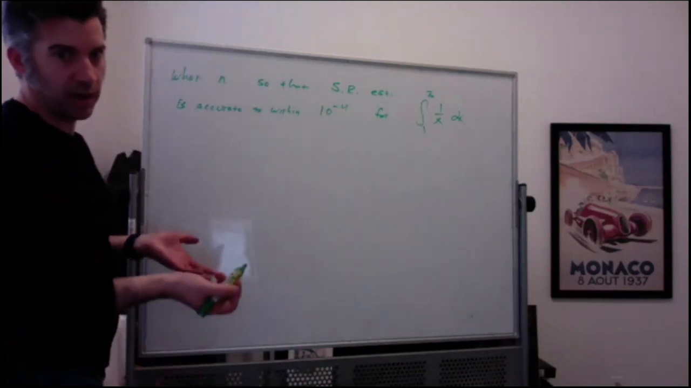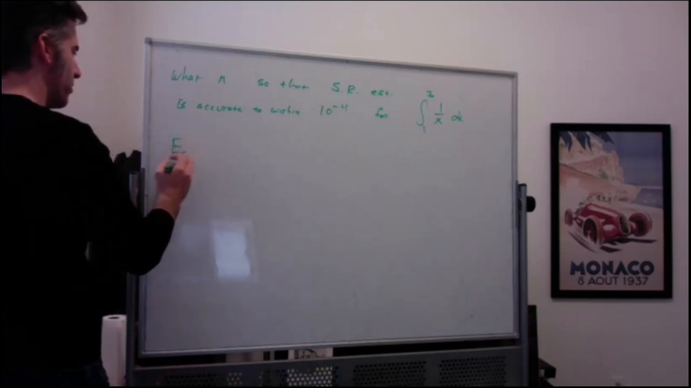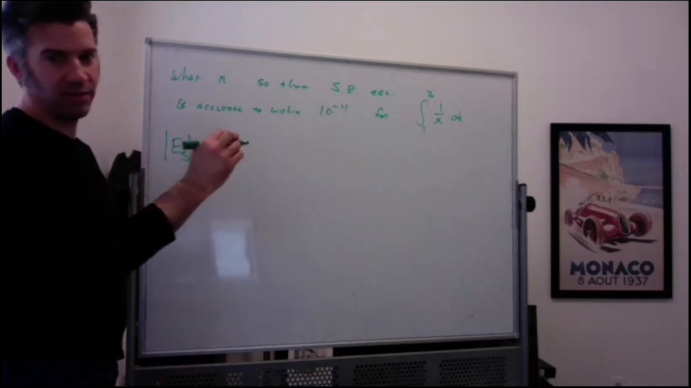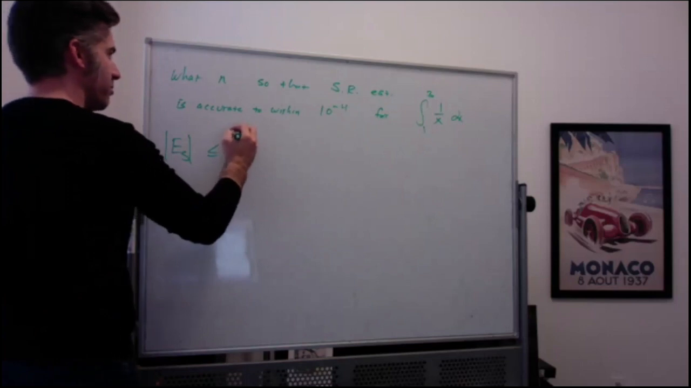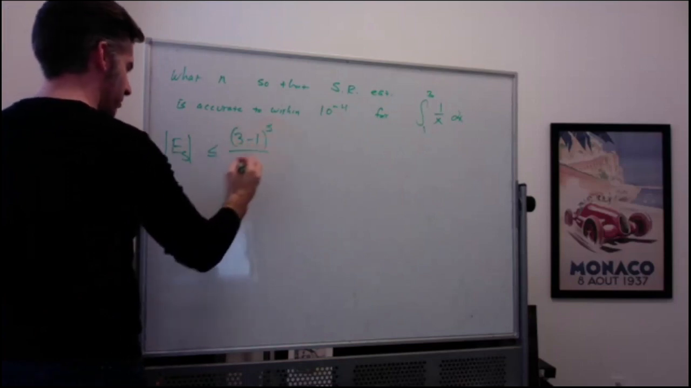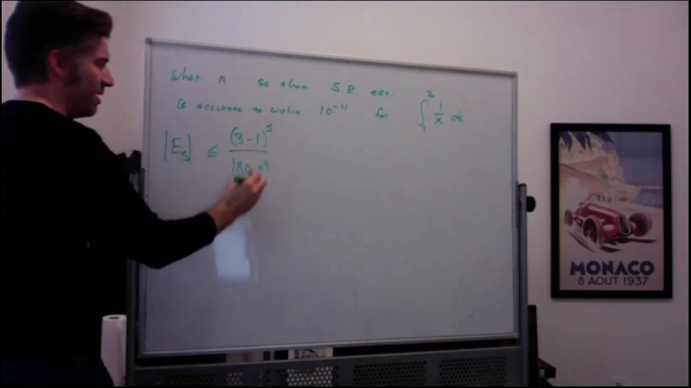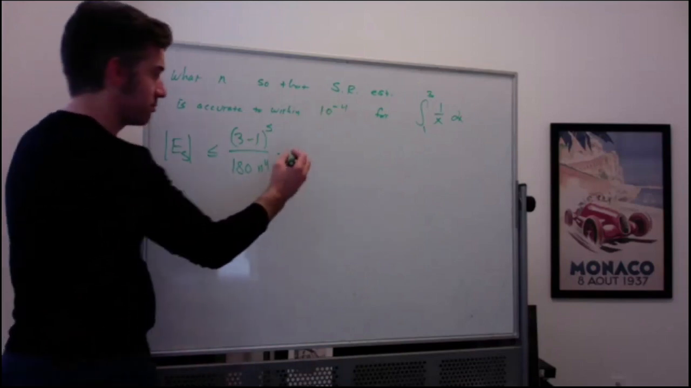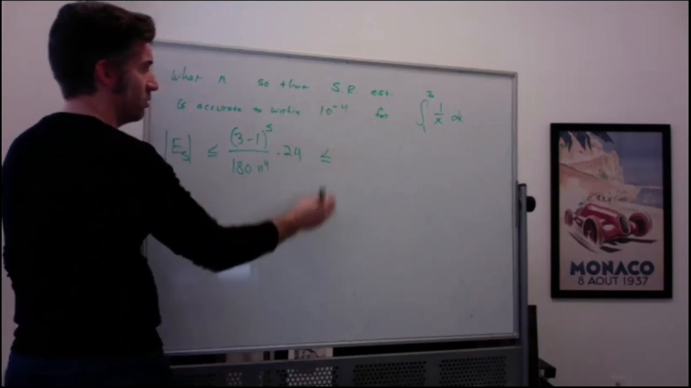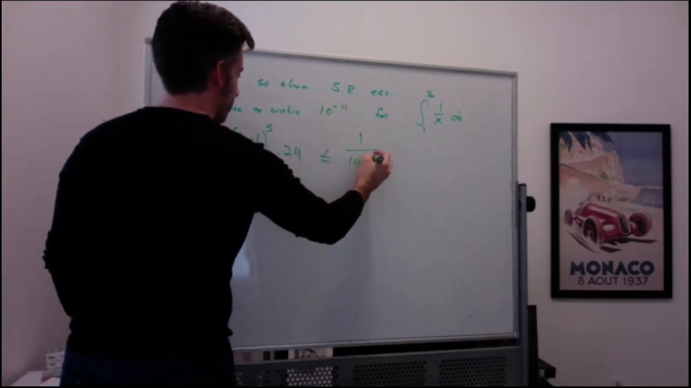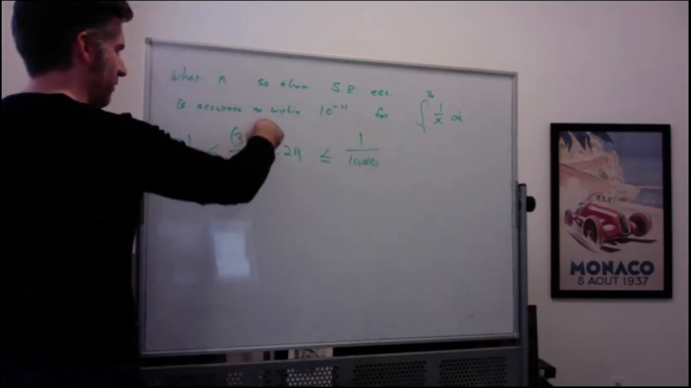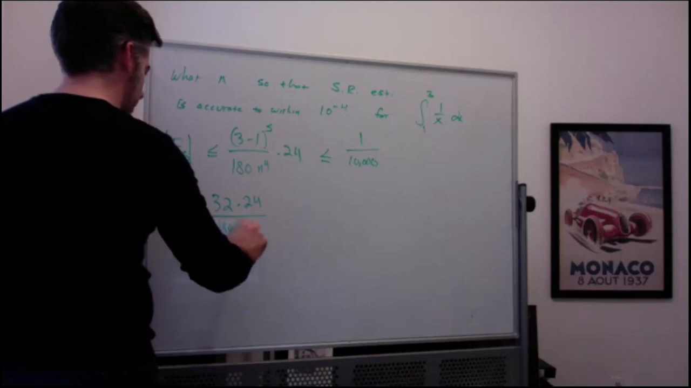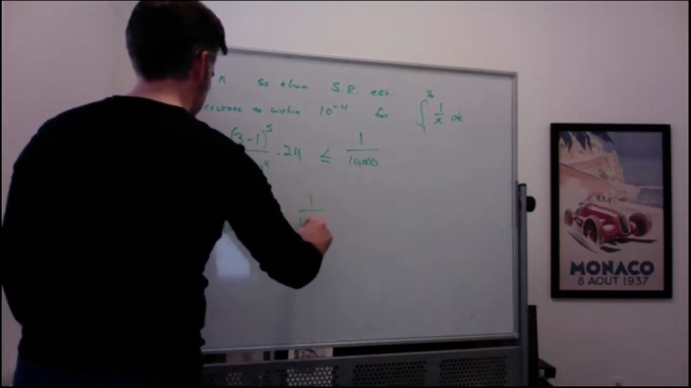So the error, we know, is less than or equal to, what's this formula again? Oh yeah, it's (b minus a) to the fifth over 180 n to the fourth times the maximum of that on the interval, which we just saw was 24. We want that to be less than or equal to 10 to the negative fourth. Okay, let's simplify this a little bit. 2 to the fifth is 32 times 24 over 180 times n to the fourth, less than or equal to 1 over 10,000.